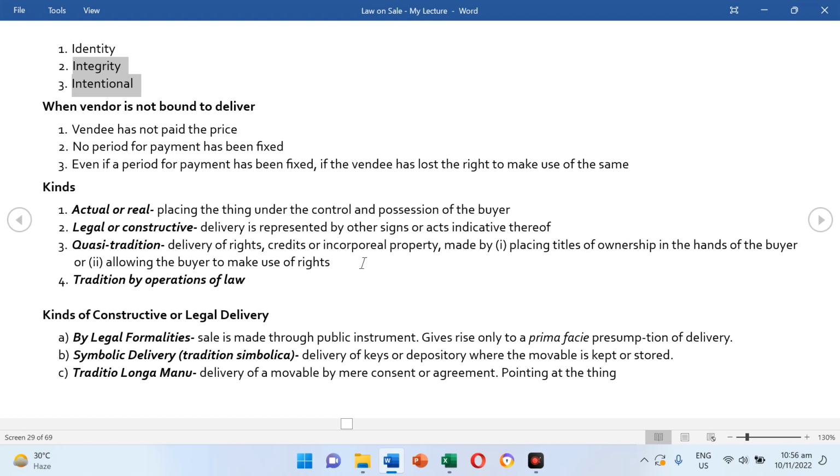Kinds of constructive delivery. Meron tayong tinatawag na by legal formalities. Sale is made through a public instrument, papanotarize, give rise only to a prima facie presumption of delivery. Meron naman tayong symbolic delivery, tradition, symbolika, delivery of keys or depository where the movable is kept or stored. Tradition longamano naman, delivery by longhand or longamano, delivery of a movable by mere consent or agreement pointing at the thing.